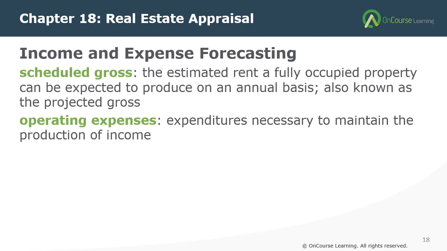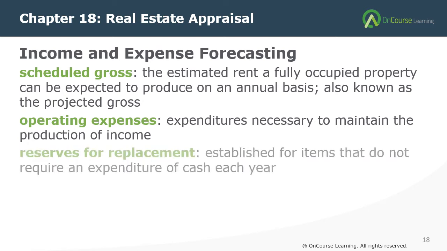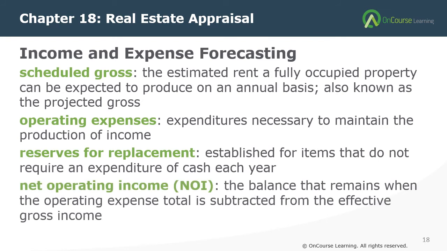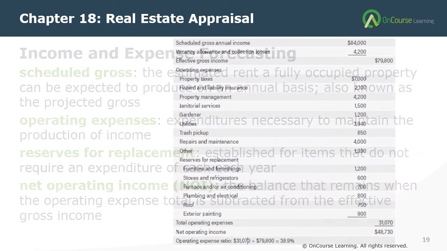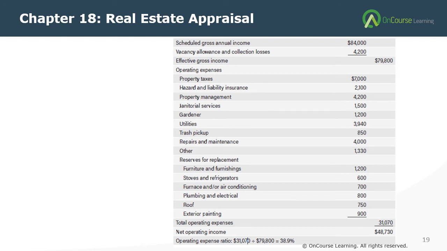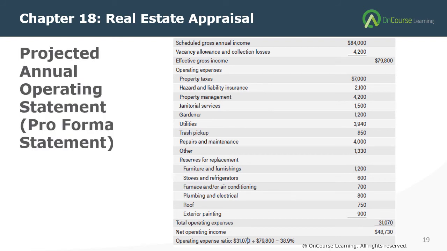Operating expenditures are the expenditures necessary to maintain the production of income. Part of operating expenses may include something called reserves for replacement. This is established for items that do not require an expenditure of cash each year. And finally, we get to something called net operating income. And this is what an operating statement might look like for a property.